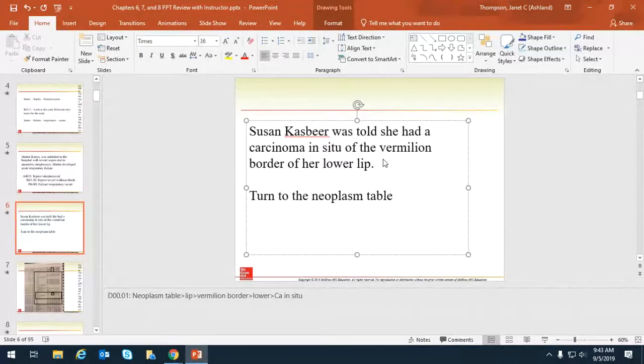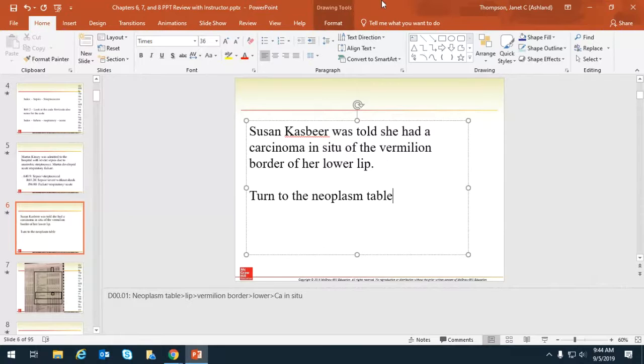And the situ means it's situated. It's situated at its primary site right now, but it does have the ability to turn malignant or metastasize. So we have six columns in the neoplasm table: malignant primary, malignant secondary, carcinoma in situ, benign, and unspecified. Unspecified being the code of last resort.